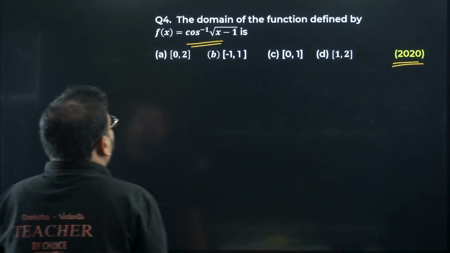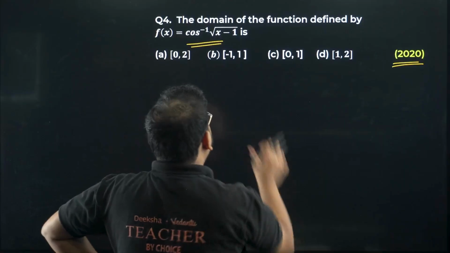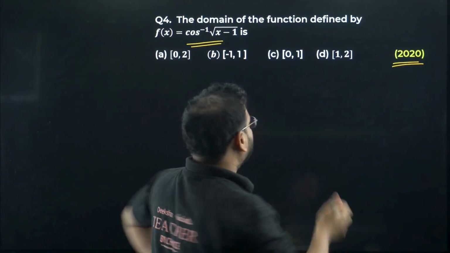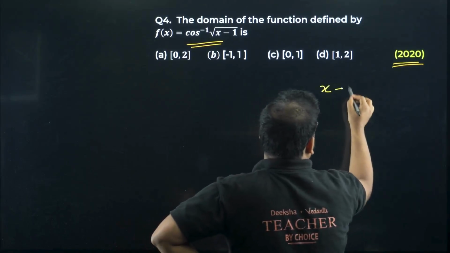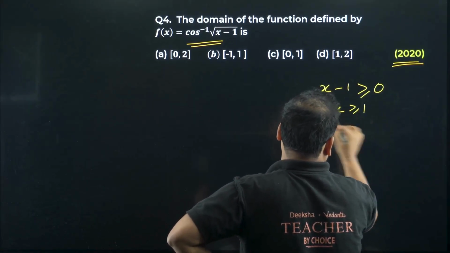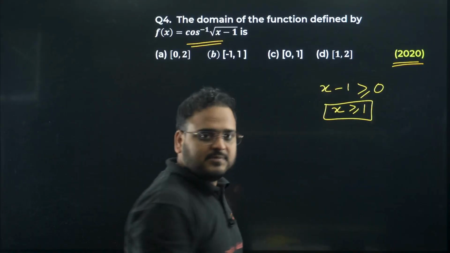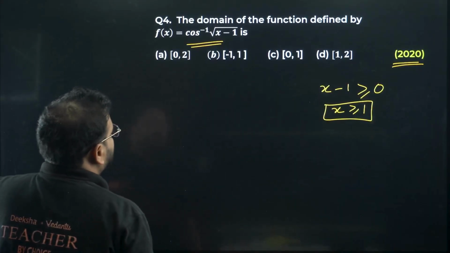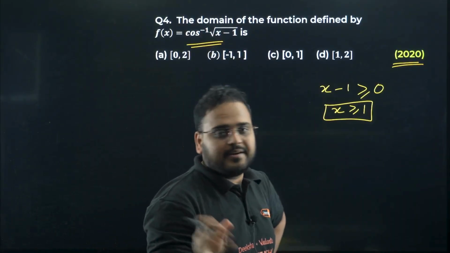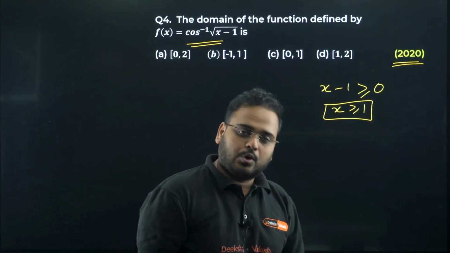Let's solve this domain of this function. For the domain, first we have to apply the condition for the root part because the root cannot be negative. Apply this: x is more than 1. This is for the root part. Inside the root, whatever is there has to be positive, right? It means x has to be more than or equal to 1.